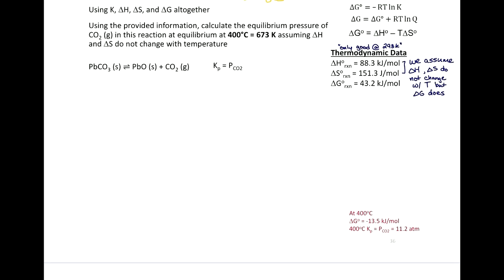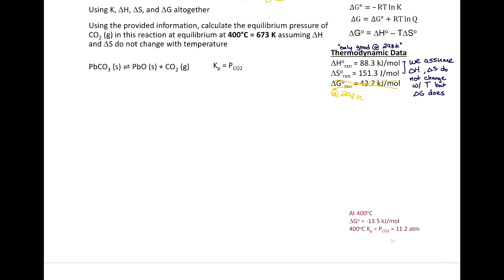But this time, it's the same exact question, but I've changed it a little bit. All right, so this time, using the provided information, calculate the equilibrium pressure of CO2. So same exact thing, but this time, are we at standard temperature? We are not. We are not at 298. We are actually at 400 degrees Celsius. So I cannot use this delta G value. When is this delta G value true? At what temperature? 298, and that's it. So we cannot use this value, because again, that is only good at 298 Kelvin.